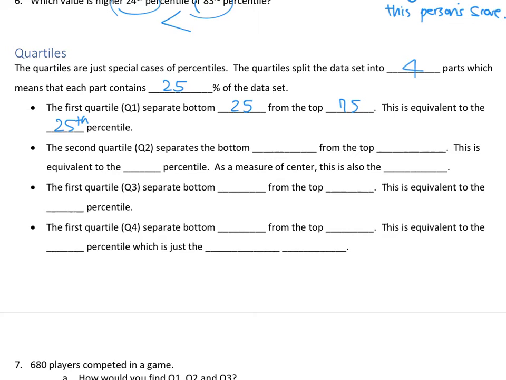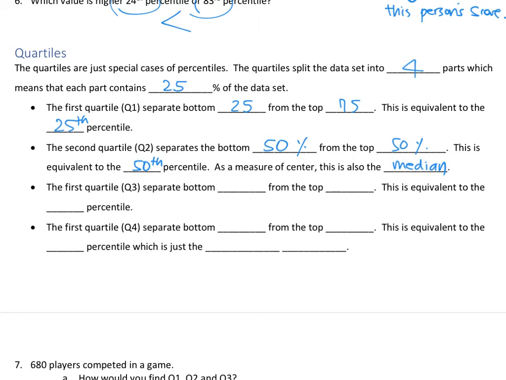Same thing for the second quartile, it separates the bottom 50% from the top 50%. So 25, 25. So second quartile means 25, 25. This is equivalent to the 50th percentile. Then as a measure of center, this is also the median, because the median is basically the same thing.